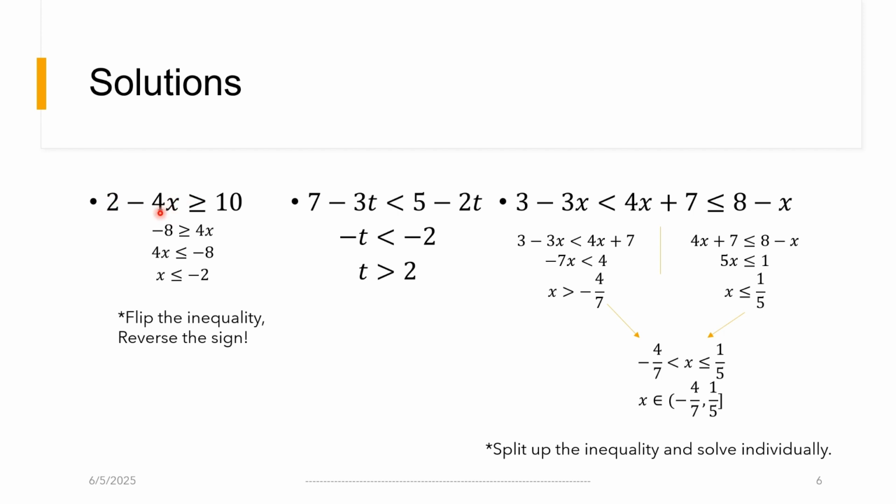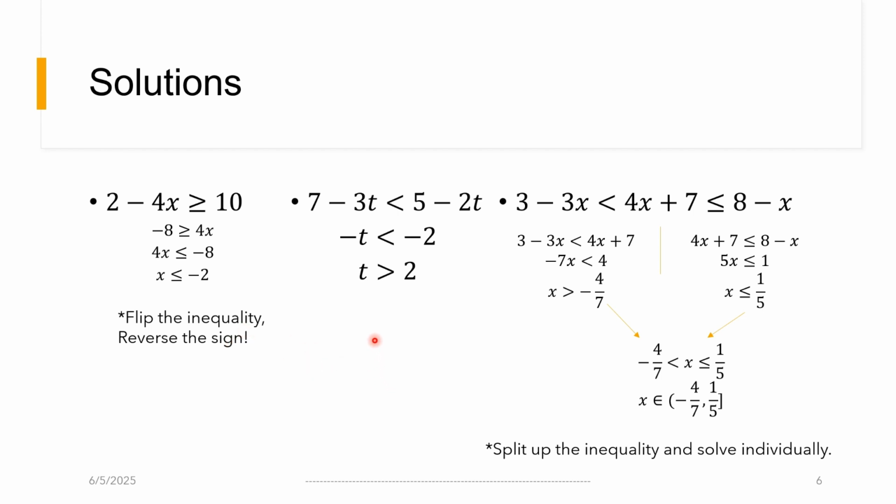For the first one, we use the same tactic as equations, and we get negative 8 is greater than or equal to 4x, moving the 4x over. We flip the inequality, reverse the sign. So that means 4x is smaller than or equal to negative 8, and x is smaller than or equal to negative 2.